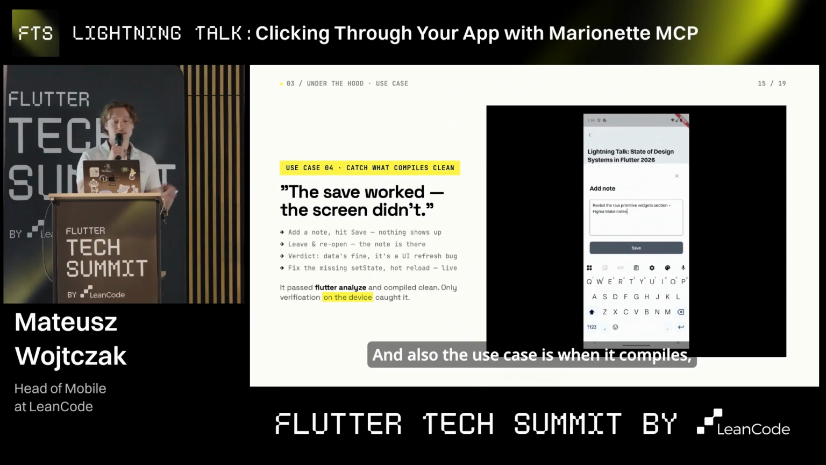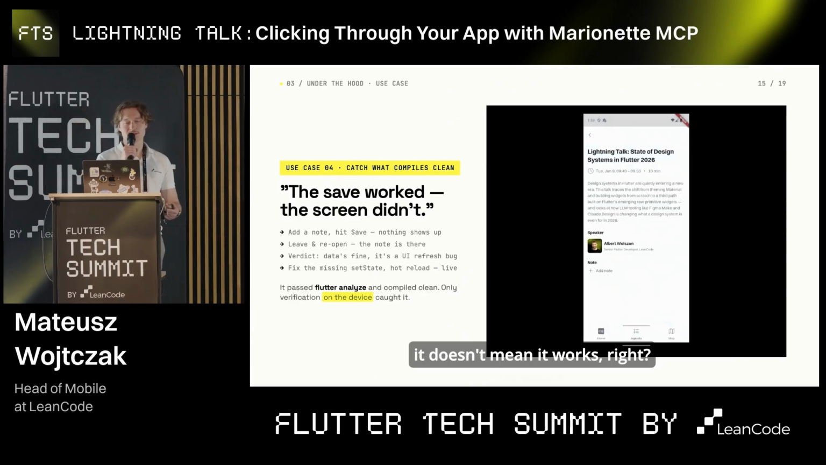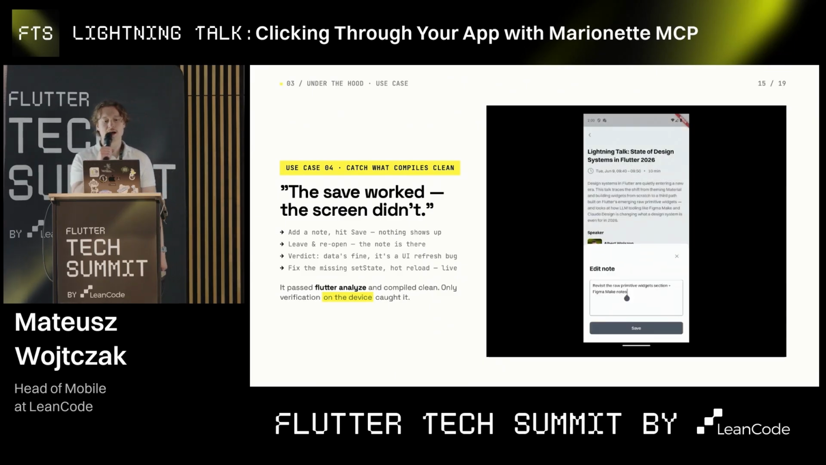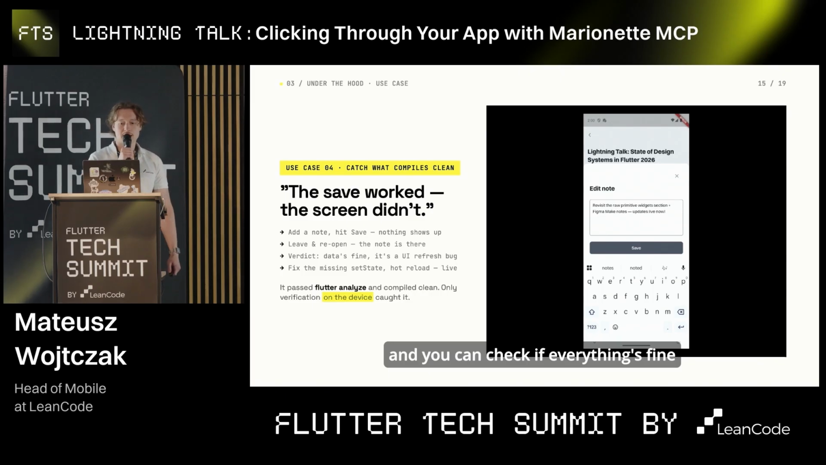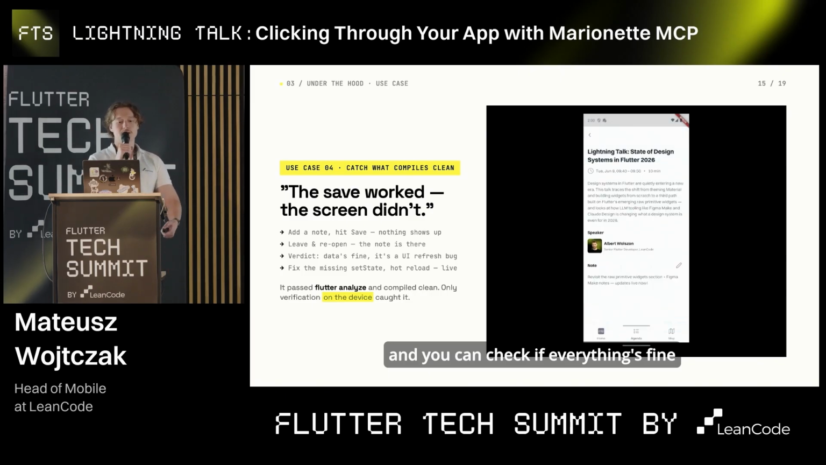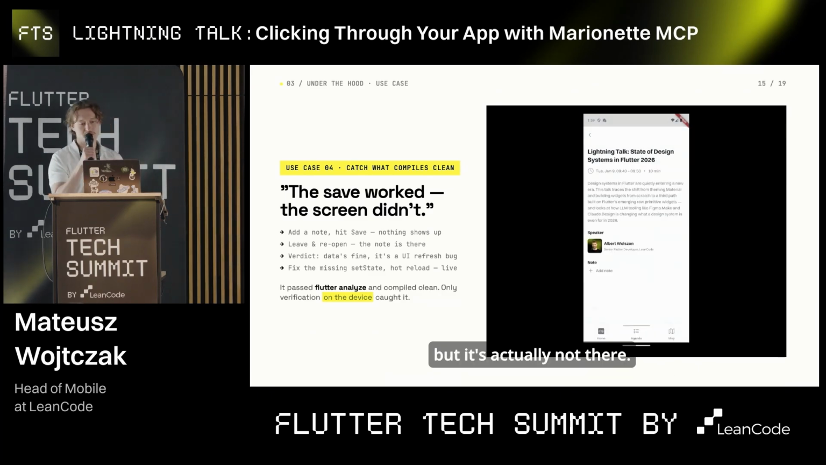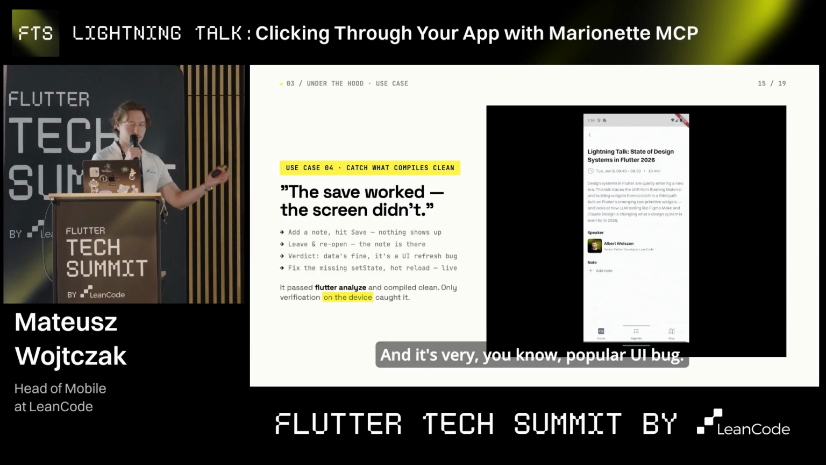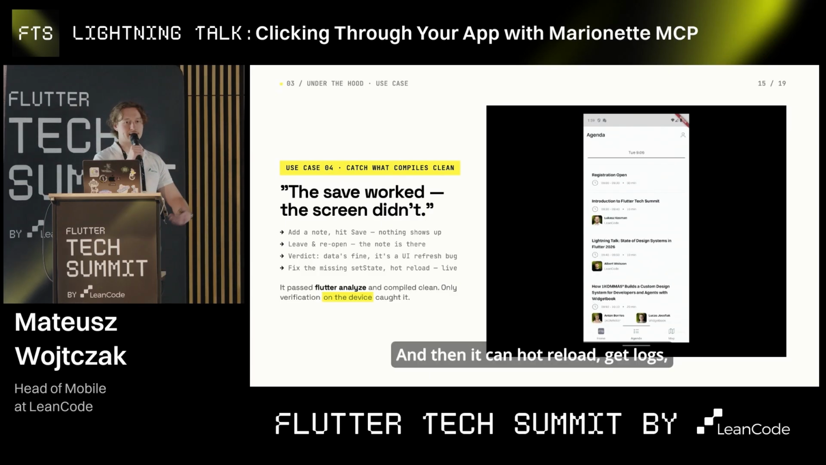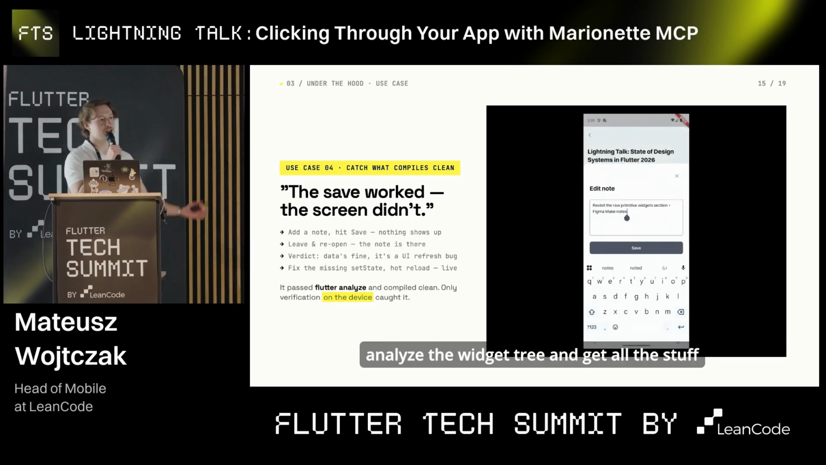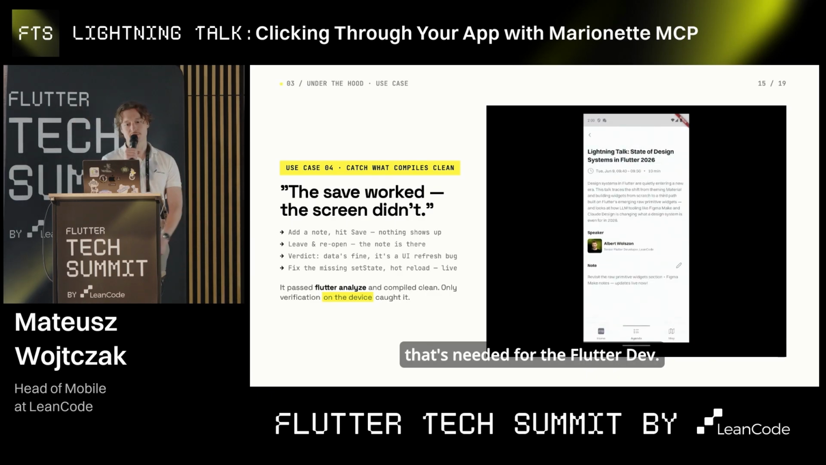And also, the use case is when it compiles, it doesn't mean it works, right? So, for example, you have some bug, and you can check if everything's fine regarding the functionality. For example, here we are hitting the save button, but it's actually not there, and it's a very popular UI bug. And then it can hot reload, get logs, analyze the widget tree, and get all the stuff that's needed for the Flutter dev, and then it automatically repairs the bug.